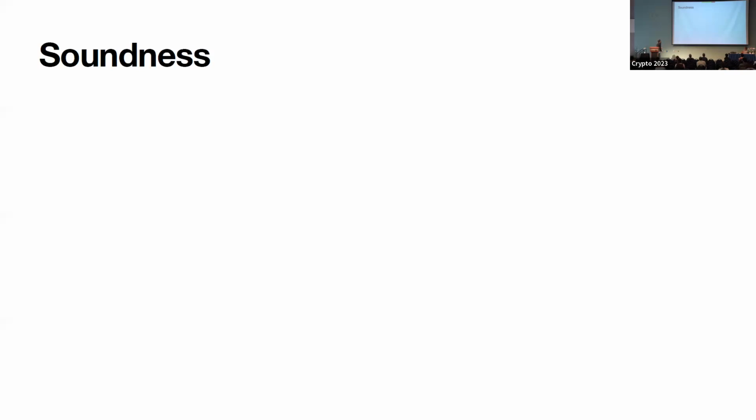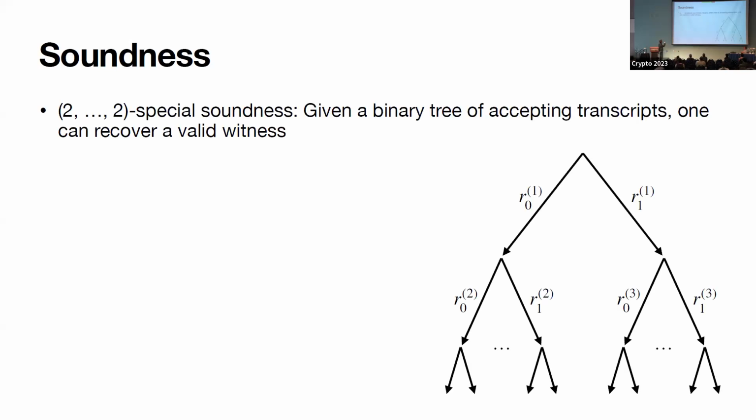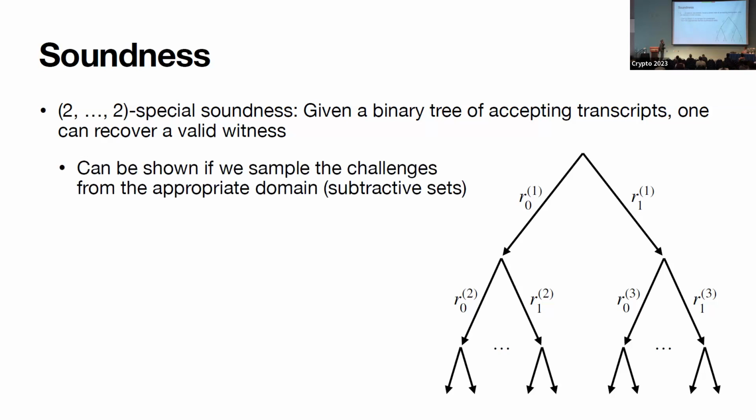Okay. Now, there is actually a standard way to prove soundness for this kind of protocol, namely to prove that they satisfy k-special soundness, or in this case, just 2-to-2 special soundness, which essentially says that given a binary tree of accepting transcripts, one can, just by looking at these transcripts, recover a valid witness for the relation that we were trying to prove. And this can be shown for our protocol as well, if we sample challenges from the appropriate set, which is not something I've been telling you how to do, but technically it's a subtractive set, and you can refer to the paper for these details.